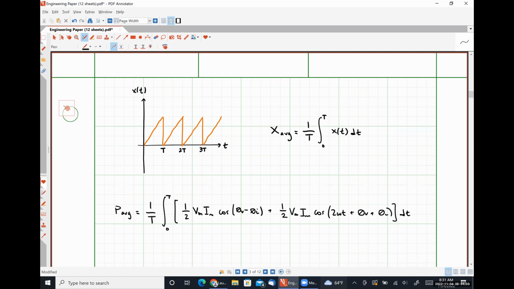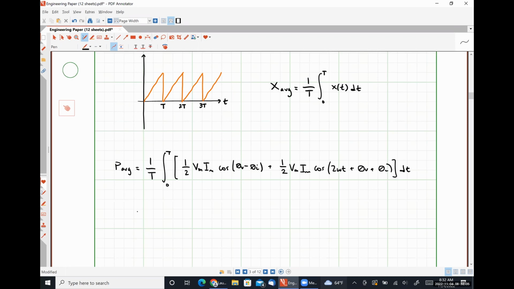Now, I can split this integral up into two parts to make it a little bit easier to process. So I'm going to have 1 over T times the integral from 0 to T of 1/2 Vm Im cosine of theta V minus theta I dt, plus 1 over T times the integral from 0 to T of 1/2 Vm Im cosine of twice omega t plus theta V plus theta I.